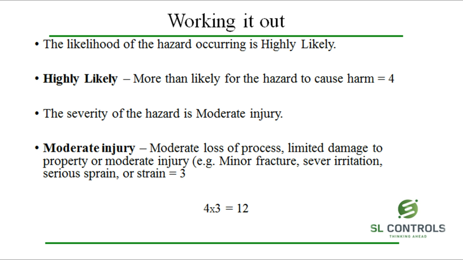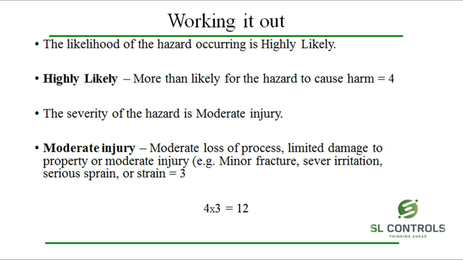The severity of the hazard is rated moderate injury, and this means there is a possibility for moderate loss of process, limited damage to property, or moderate injury. For example, minor fracture, severe irritation, serious sprain or strain, and is rated at 3. The reason for selecting moderate injury is people can develop musculoskeletal disorders and have severe pain or irritation due to the cramped conditions.